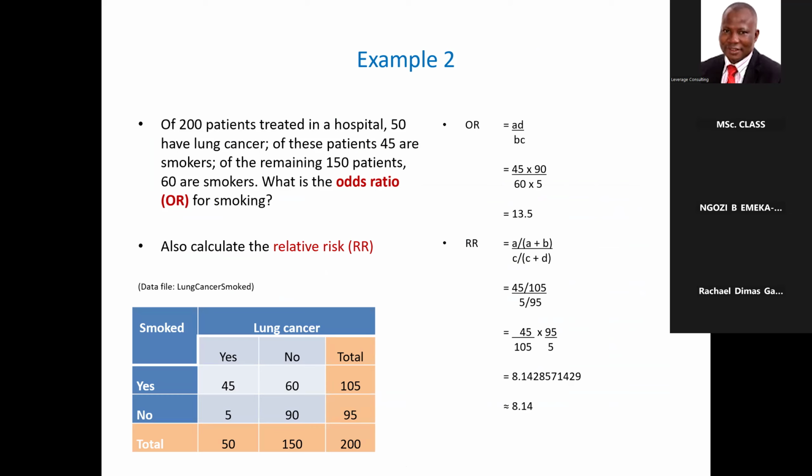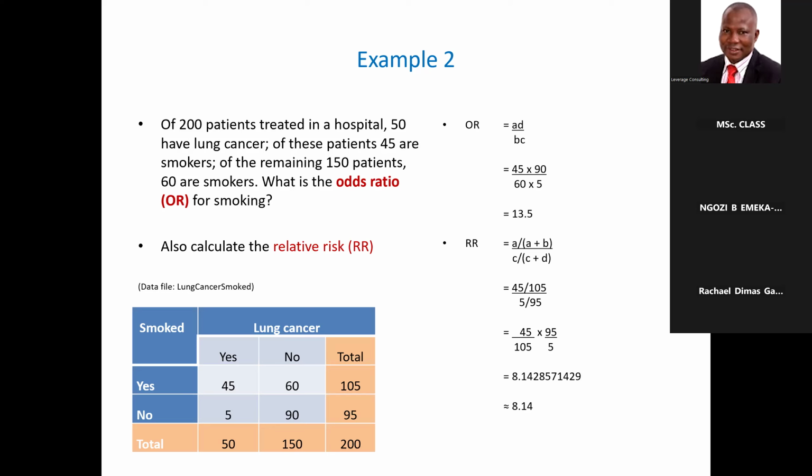This example has 200 patients treated in a hospital. 50 have lung cancer. Of these patients, 45 are smokers. Of the remaining 150 patients, 60 are smokers. What is the odds ratio for smoking? So of 200, the people that have lung cancer are 50. 150 did not have. That's why it is case control: 50 cases of lung cancer, and then 150 other people who don't have lung cancer.